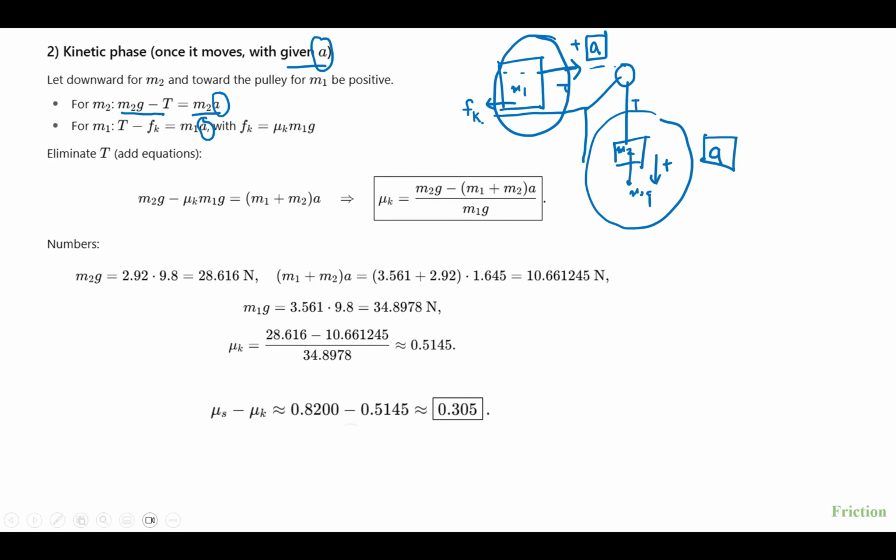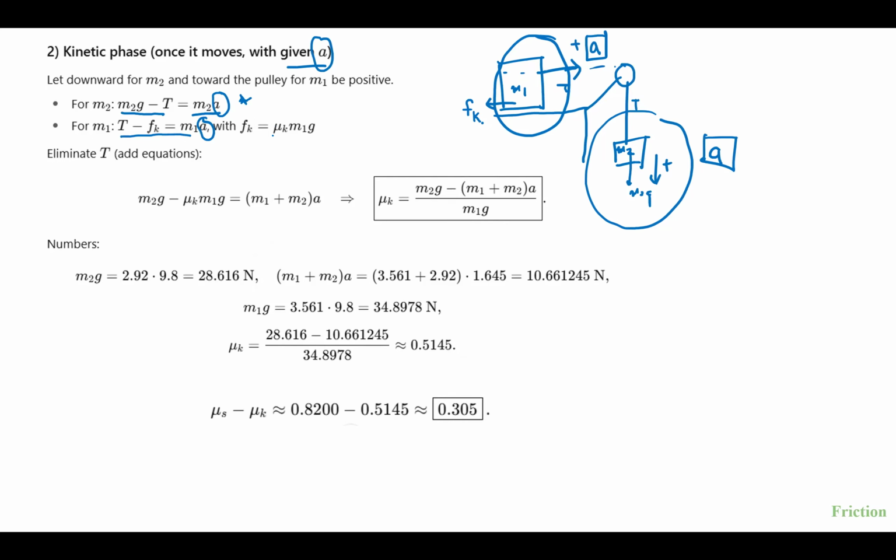In other words, if they are connected by the string, we are going to assume that the two objects cannot move with separate accelerations. So one object is moving with the acceleration A, and the other object should also be accelerating with the same acceleration A. This is a very important thing you need to remember. This is possible because it is connected by your ideal string, okay?